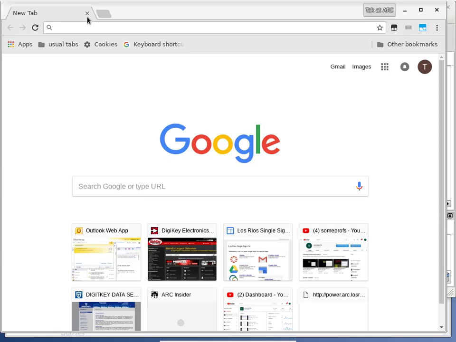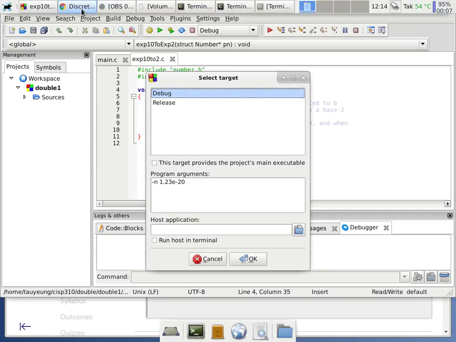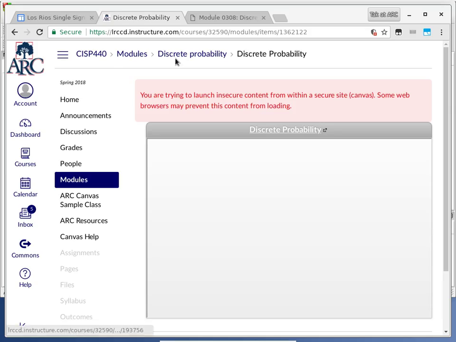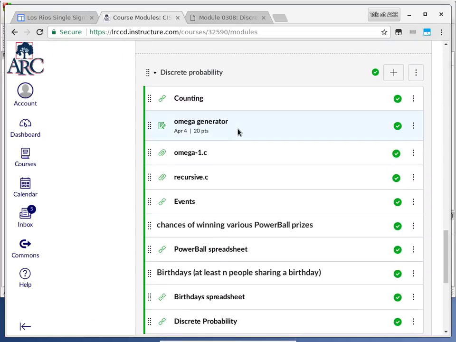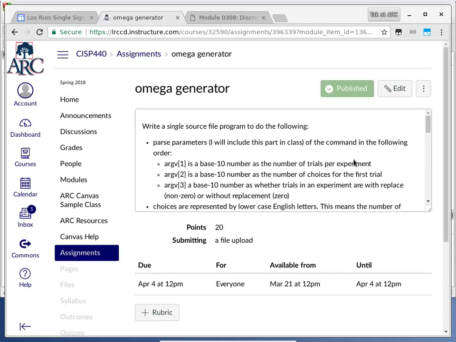So if you go back to your homework assignment, let me go back to the homework assignment first, which is the omega generator. Most of the other ones are kind of like that too. So the first argument is a base 10 number, that is the number of trials per experiment.